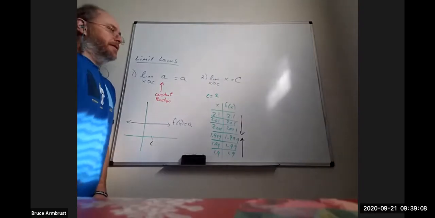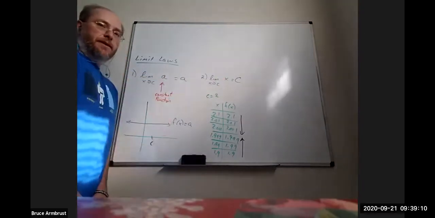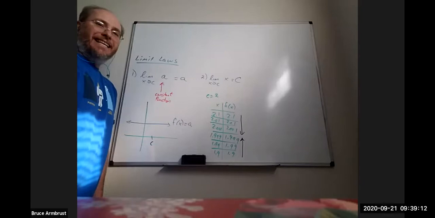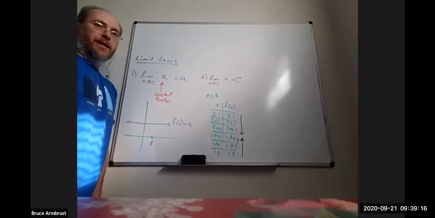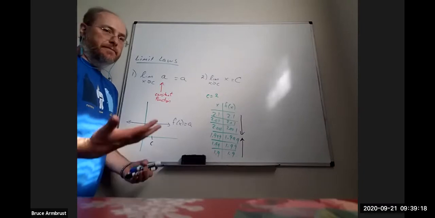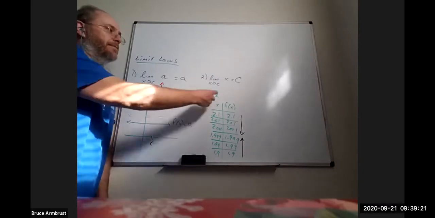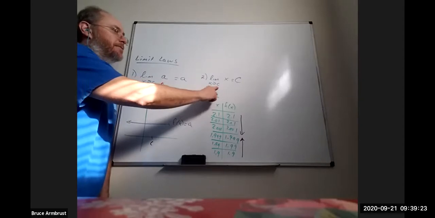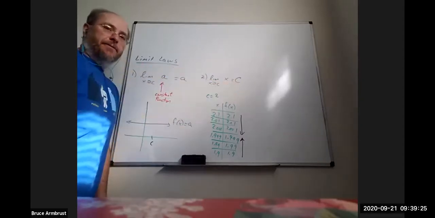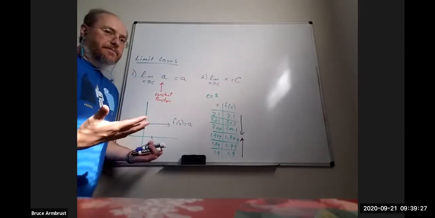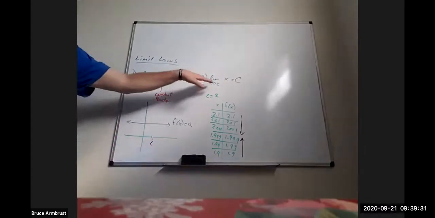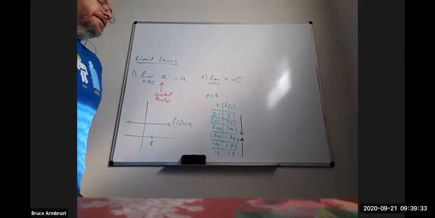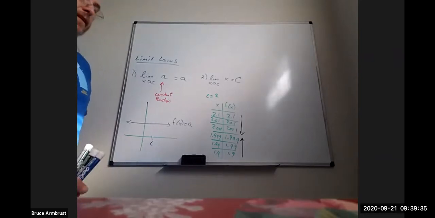And this one should also just make total sense if you think about how this function works. We actually call it the identity function, because whatever you plug in is what comes out. So if we plug in numbers that are near c, we're going to get values that are near c. Duh. All right, so this one, the limit as x approaches c of x, is just c.